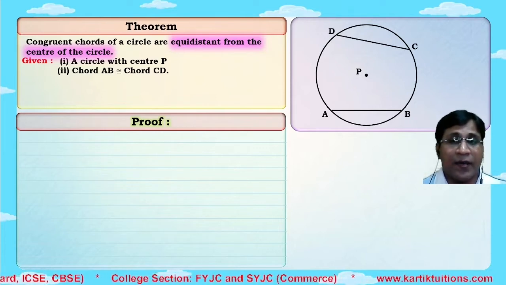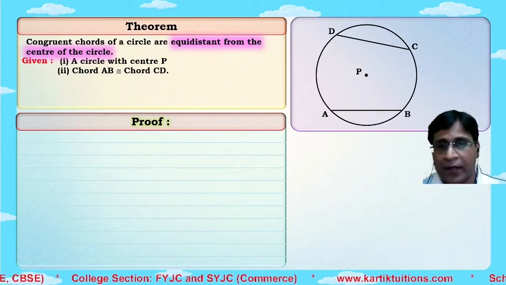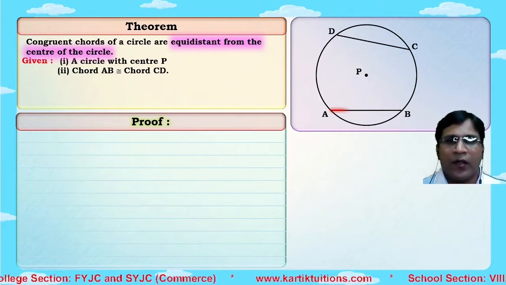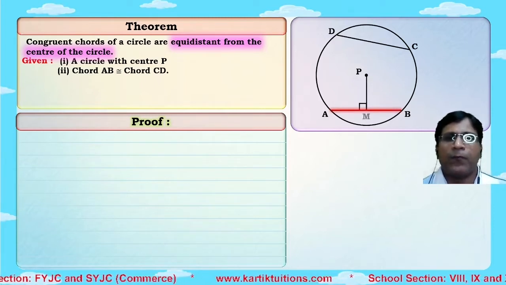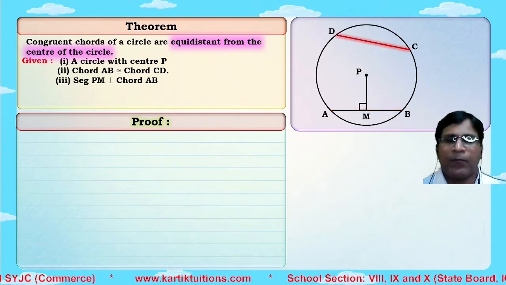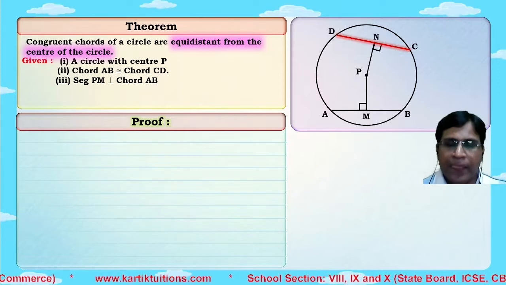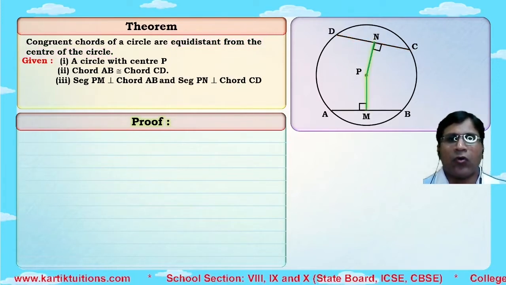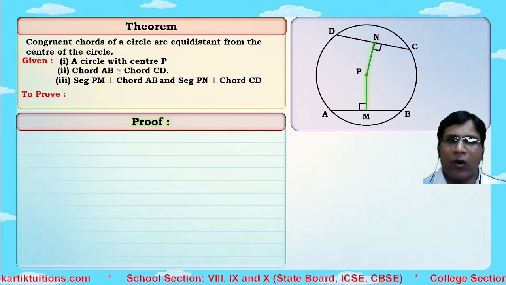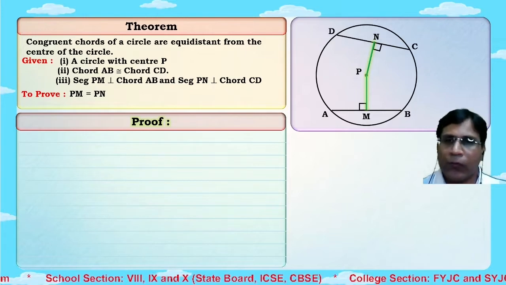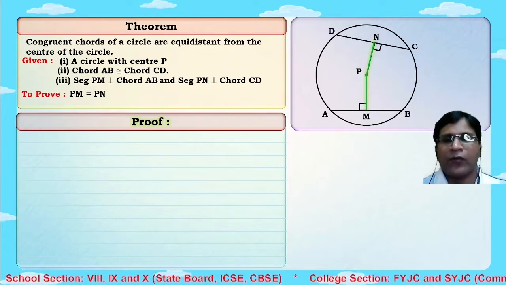Equidistance. Again, I told you at the starting of the video, whenever we talk about equidistance, we talk about perpendicular. So here I can say that PM is perpendicular to AB and PN is perpendicular to CD. And you're supposed to prove PM is congruent to PN, or PM is equal to PN. This you are supposed to prove. Now, let's start without wasting time.